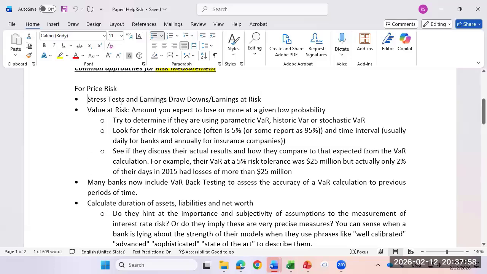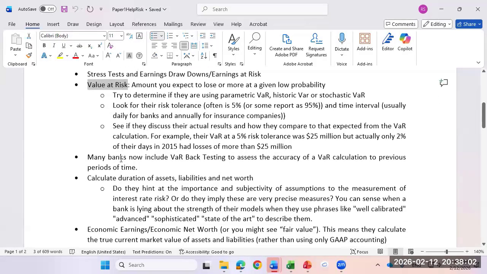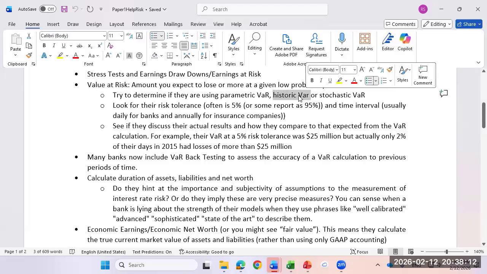All of your banks do stress tests. All of your banks evaluate risk. That's probably going to be a longer section of your paper because that's pretty critical. It's a major risk measurement for banks. Almost all of your banks are going to be using historical VAR.